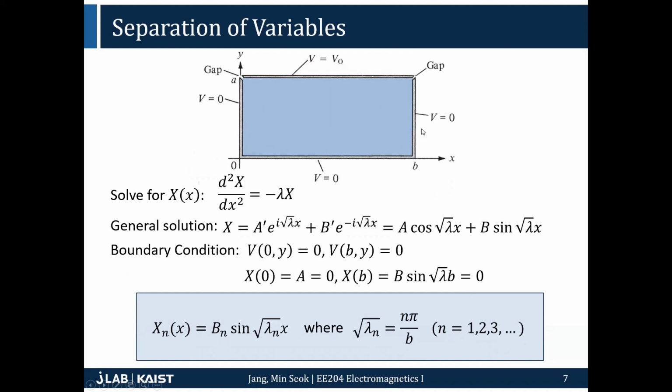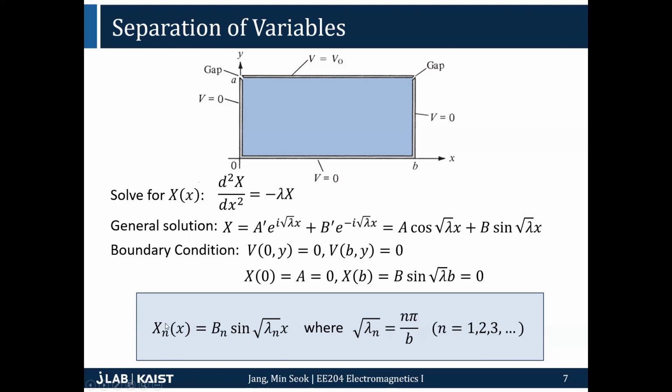Then we apply the X boundary conditions, X equals 0 and X equals B. From that, we know that the X function must be a sine function, not a cosine function. Also, lambda must satisfy this condition: lambda should be n pi divided by b, and n can be only an integer.